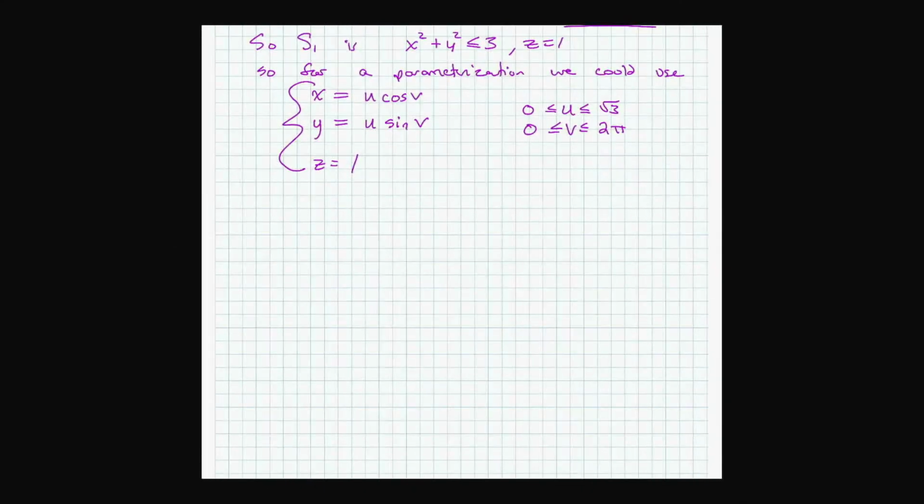Now, once we have the parameterization, we can proceed here, right? We could calculate the TU and the TV just for S1. So TU is, right, we need partials of each of these with respect to U. So cosine V, sine V, and 0. TV, so partial here with respect to V is going to be the derivative of cosine V is going to be negative sine V. So negative U sine V, U cosine V when you take the derivative, and 0.